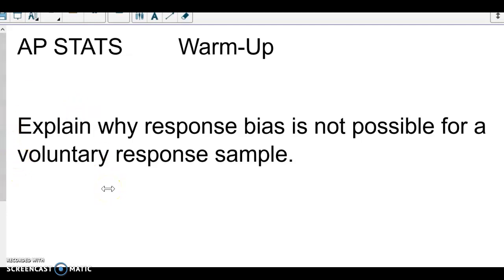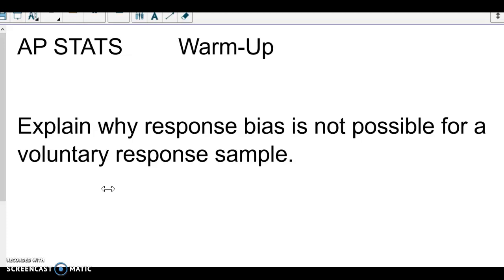Talk about what's the difference between response bias and voluntary response. They're not the same thing. A voluntary response sample is when you just take volunteers. You just go around and ask people questions. They are volunteering. There's no randomness to that in terms of random assignment and random selection.